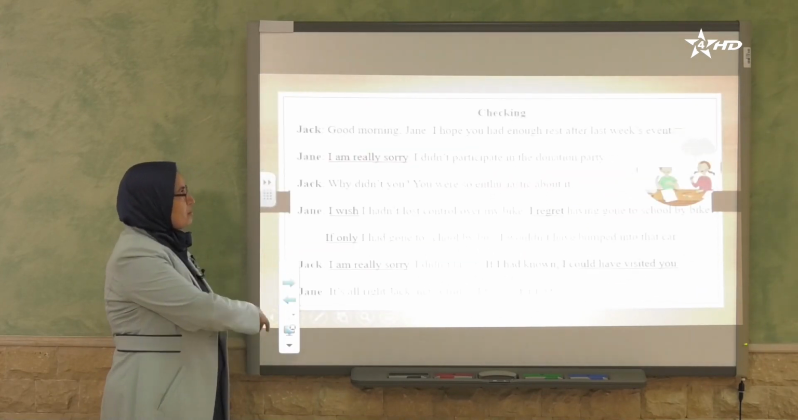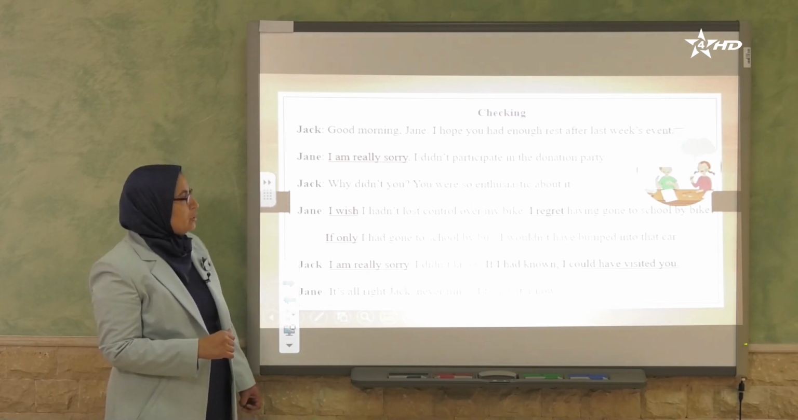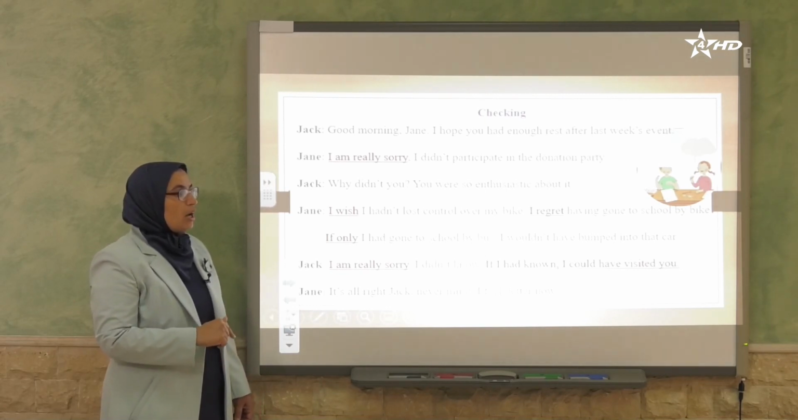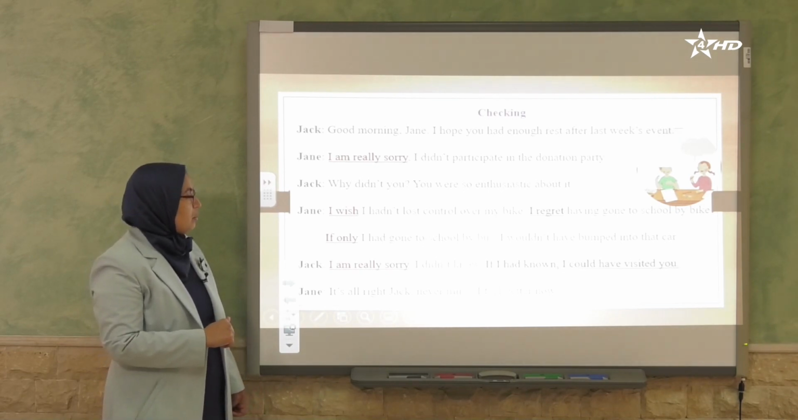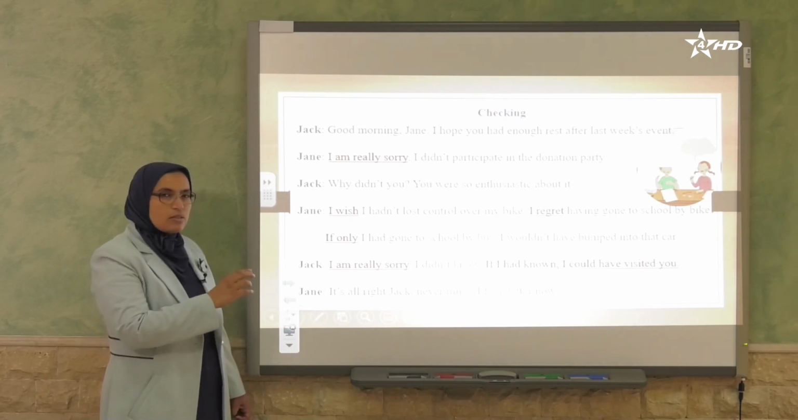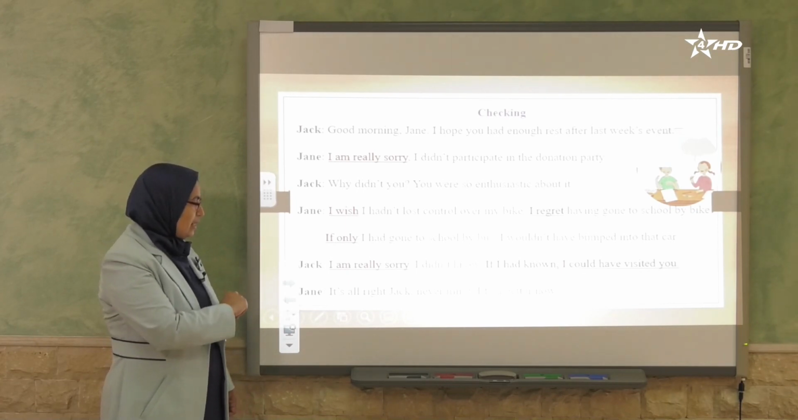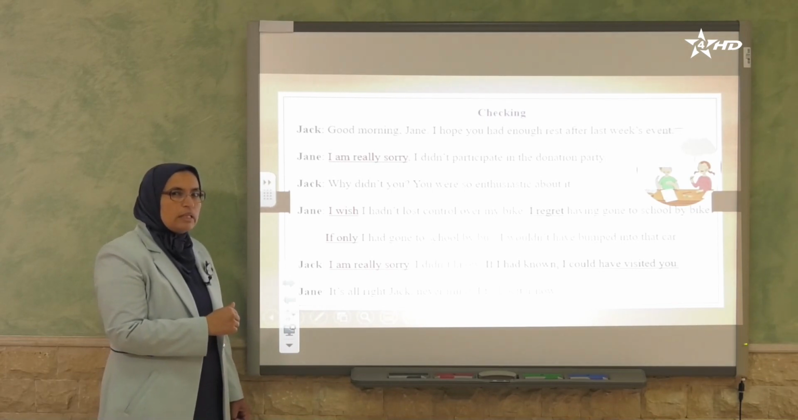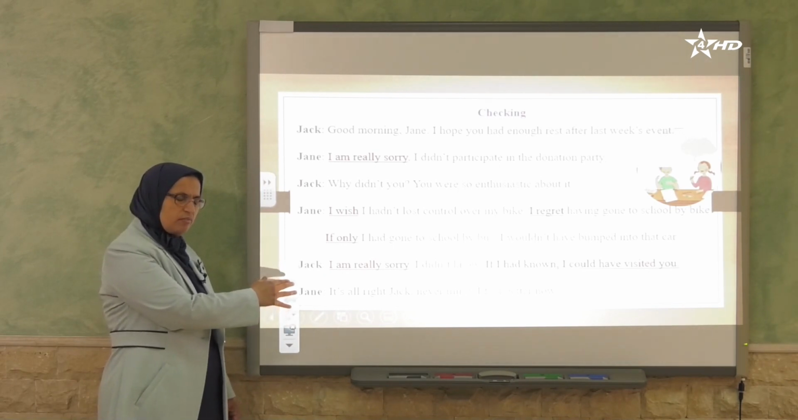Let's check our answers. So, expression number one, I am really sorry. Number two, I wish. I regret having gone to school by bike. If only I had gone to school by bus. Look at the structure. Look at what follows the expression of regret. And the last one is, I'm really sorry, and if I had known. If I had known. Does this remind you of anything? If? Okay.